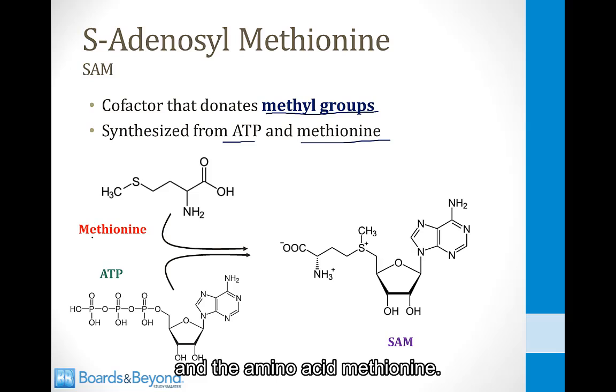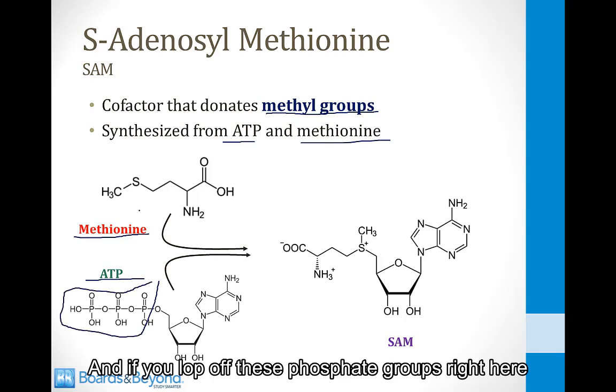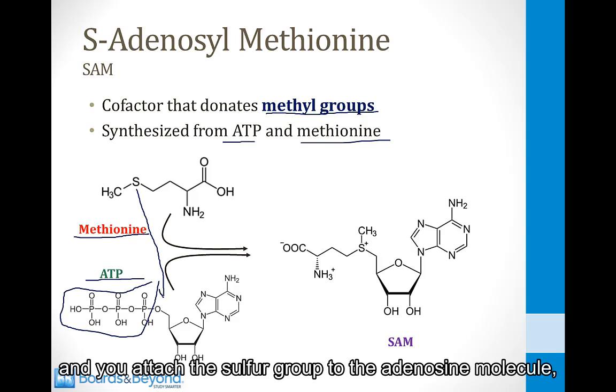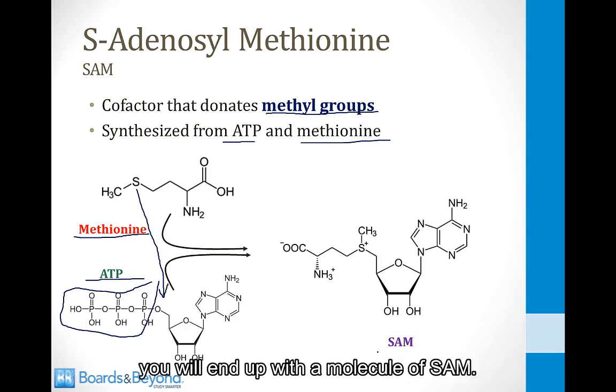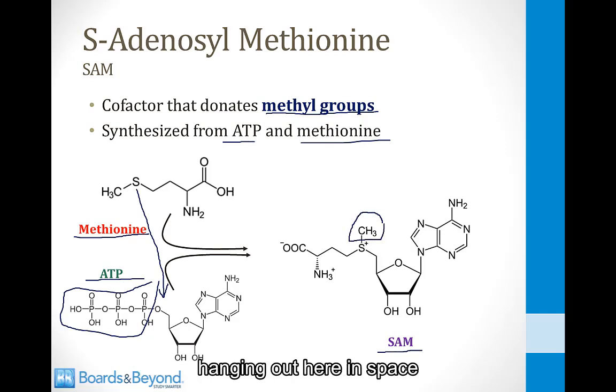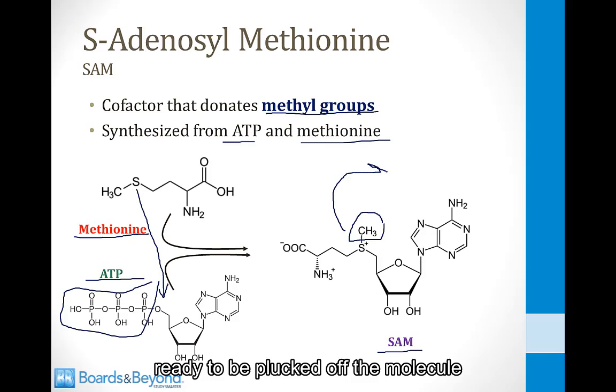acid methionine. This is the structure of methionine, and this is the structure of ATP, and if you lop off these phosphate groups right here, and you attach the sulfur group to the adenosine molecule, you will end up with a molecule of SAM. You can see that it has this methyl group hanging out here in space, ready to be plucked off the molecule and donated to other structures. And that's the purpose that SAM serves in a number of reactions, including the synthesis of epinephrine.